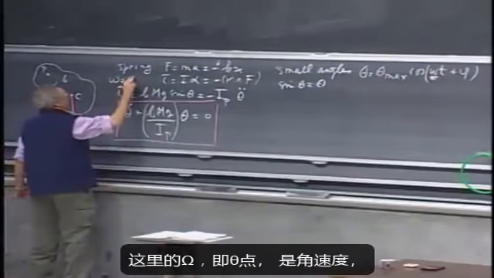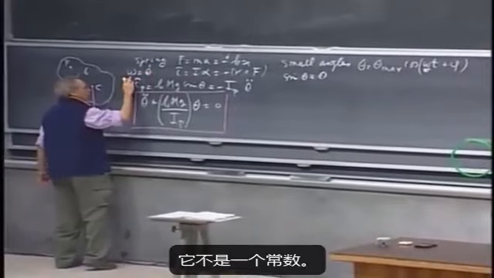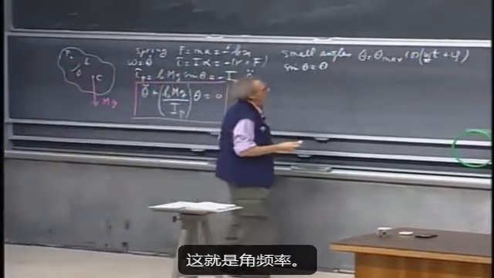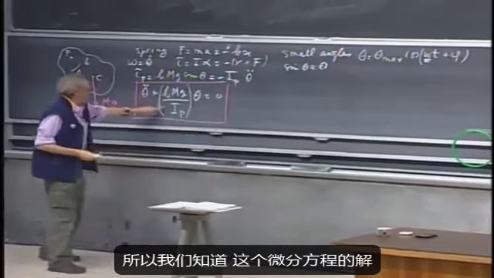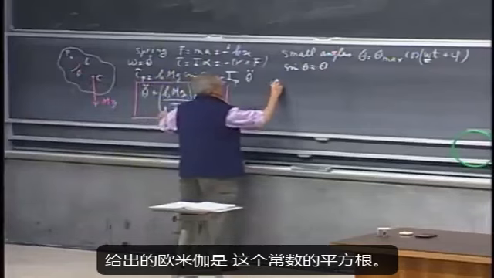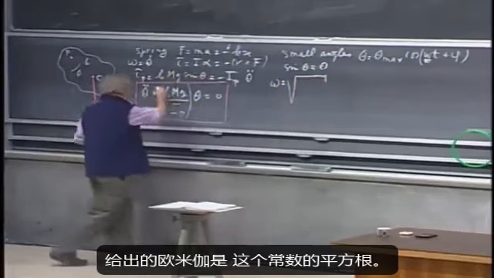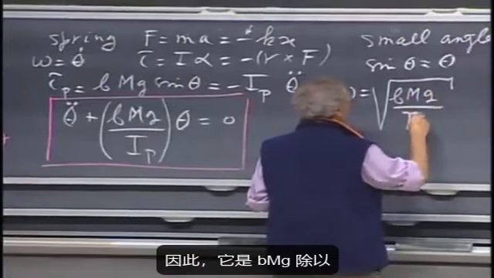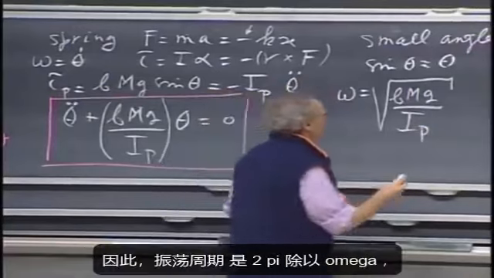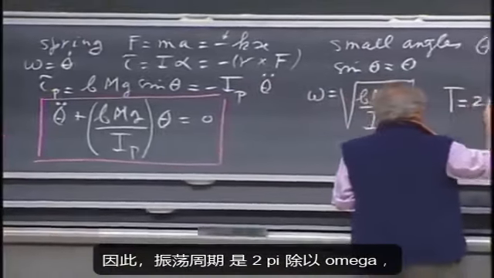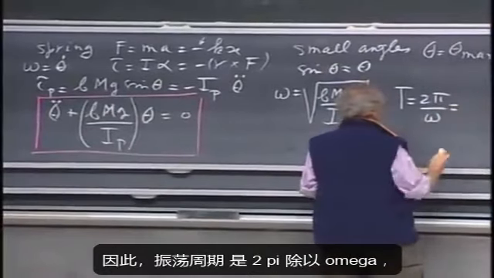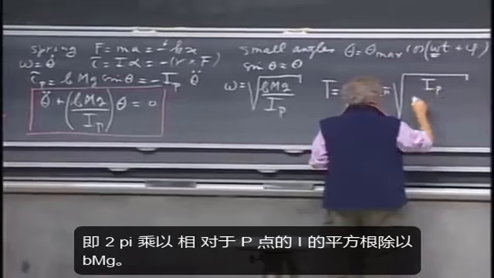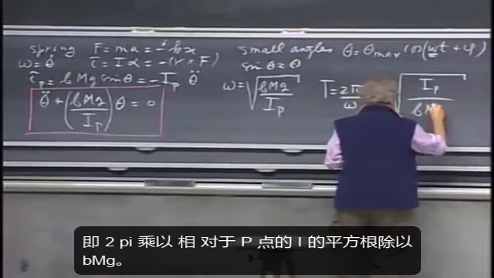Theta dot is the angular velocity, which is not a constant. The two are completely different. Omega is the angular frequency. So we know that the solution to this differential equation gives me omega as the square root of this constant, so that is bmg divided by the moment of inertia about that point P. And so the period of oscillation is 2 pi divided by omega, and so that is 2 pi times the square root of I relative to point P divided by b mg.